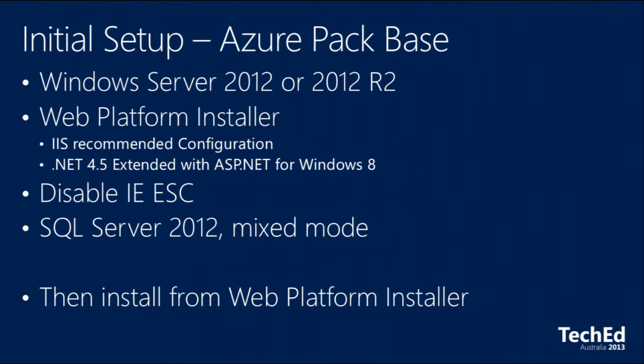In terms of initial setup, to set up the Azure Pack base, it's Server 2012 or 2012 R2. You run up the Web Platform Installer, install IIS, install .NET recommended config, and install .NET 4.5. Disable IE enhanced security configuration. That's what it stands for, right? And you need SQL Server 2012 running in mixed mode. You can't use native mode. And then you install it from the Web Platform Installer.